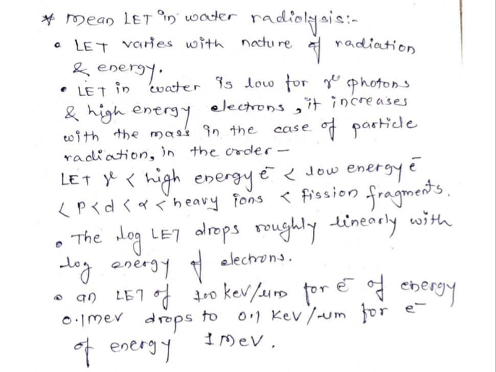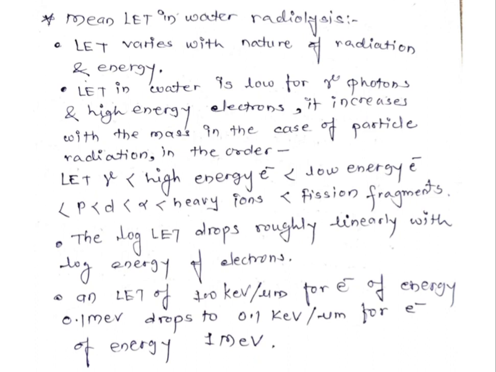That's why, for higher energy particles or radiations, LET is lower, and it increases with the mass in the case of particle radiation. Here is the LET given for gamma radiations, electrons, then lower energy electrons, then protons, deuterium, alpha particles and so on. We will see that the LET values increase with the increase in the mass of the particle.